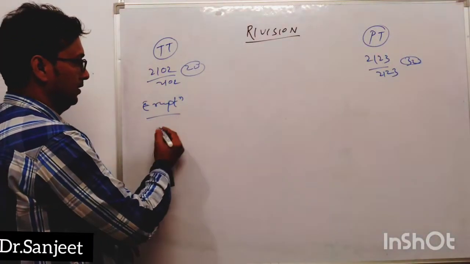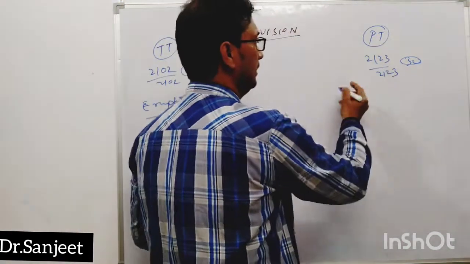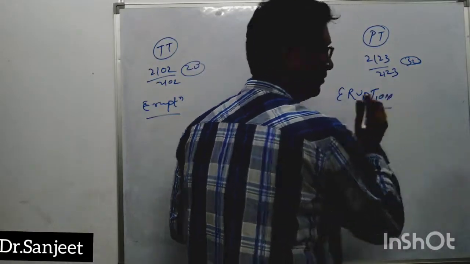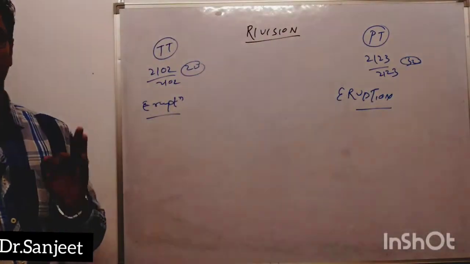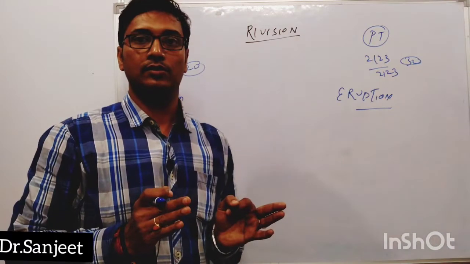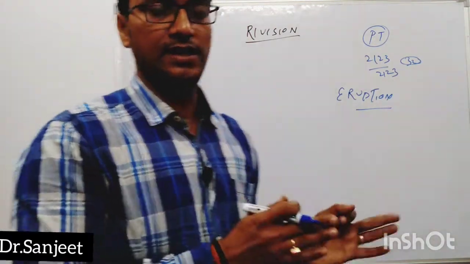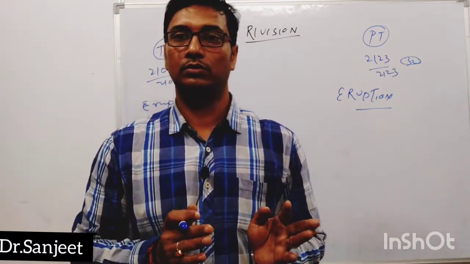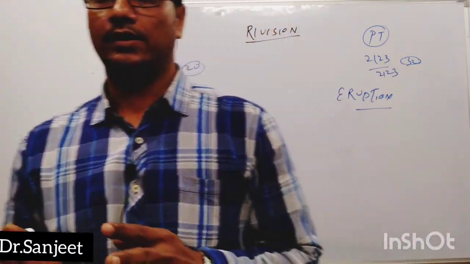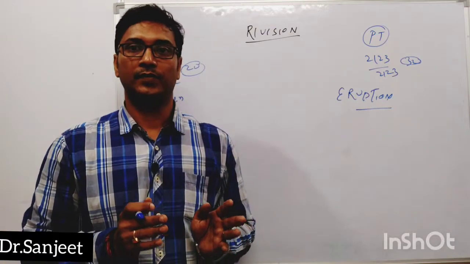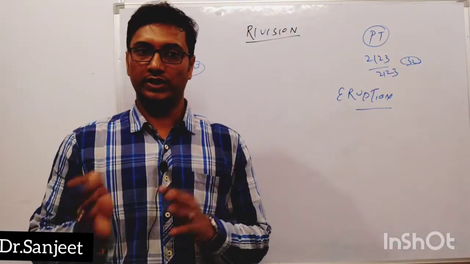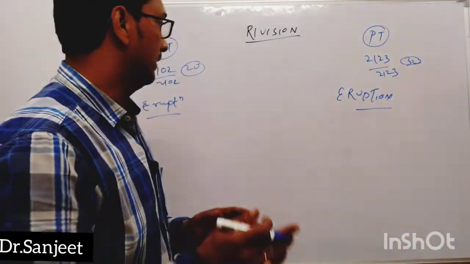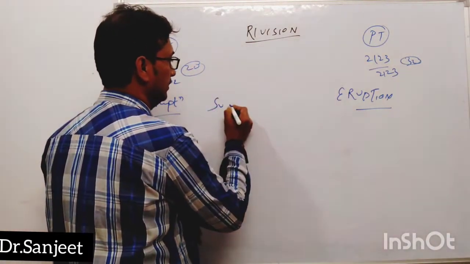Then here the eruption: first molar in 6 years, then central incisor bilateral 7 years, then lateral incisor 8 years, premolar 1 at 9 years, premolar 2 at 10 years, and canine 11 years, then molar 2 at 12 to 14 years, and molar 3 at 17 to 25 years.